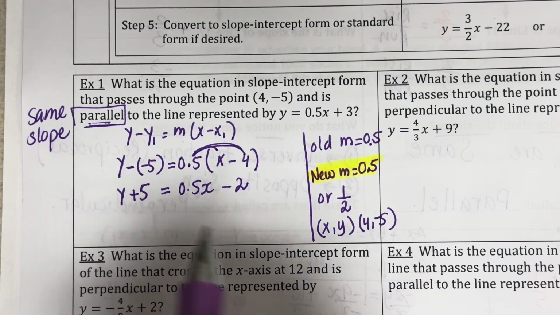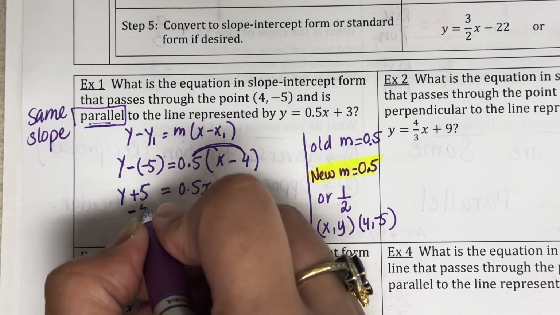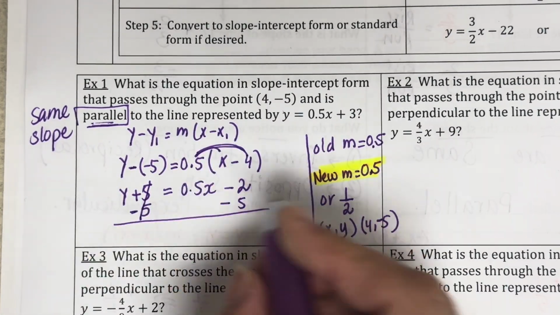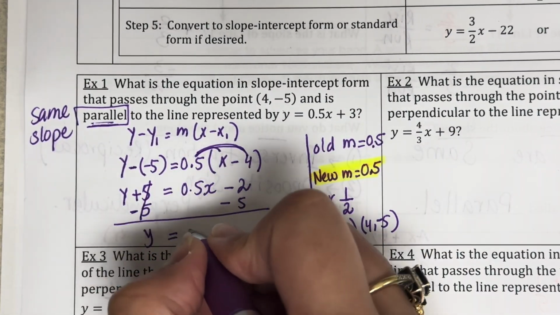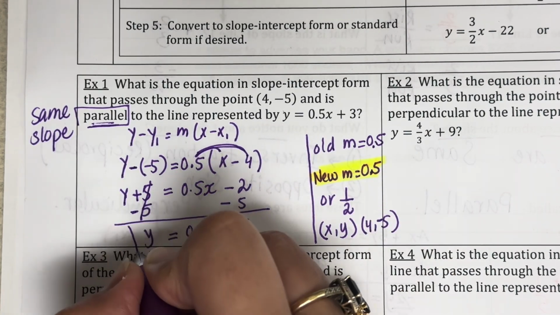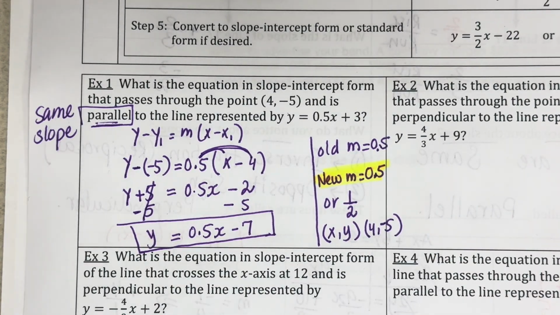Next step, I need the equation as y equals mx plus b. So I need that 5 gone. So I'm going to subtract 5, the opposite operation, on both sides. I'm left with y equals 0.5x minus 7. And this is my equation for the new line.